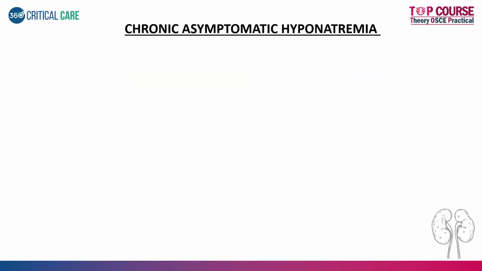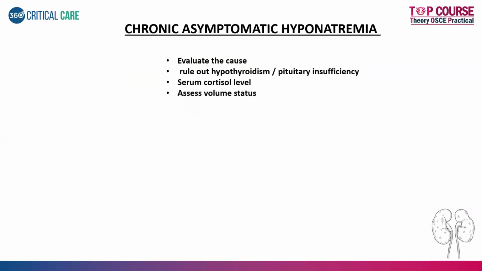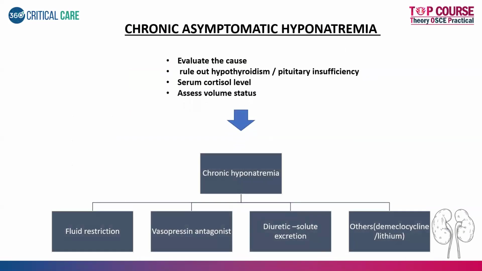Coming to chronic asymptomatic hyponatremia, evaluate the cause, rule out hypothyroidism or pituitary insufficiency, check the serum cortisol levels and volume status. In chronic hyponatremia, the 4 pillars of treatment usually are fluid restriction, use of vasopressin antagonists or vaptins, diuretics, and solute excretion. Along with that, you need to think about other pharmacological agents which are usually less likely used in the current scenario, like demeclocycline and lithium.